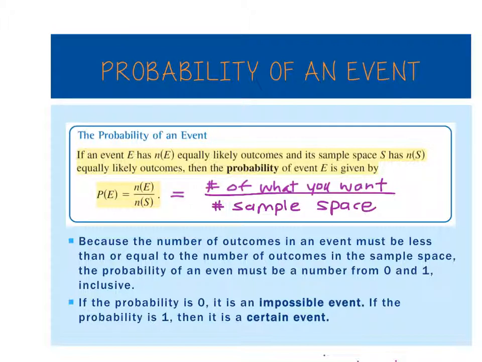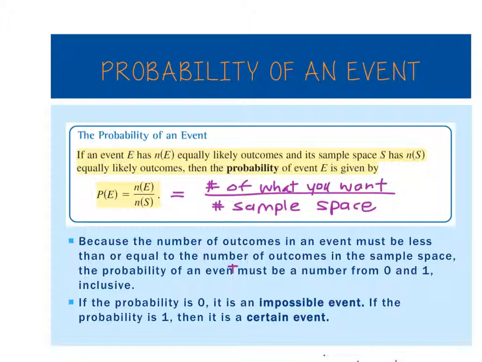Because the number of outcomes in an event must be less than or equal to the number of outcomes in the sample space, you can't have more that you want than the sample space, okay? Then the probability of an event, and this should be an E, must be a number from 0 to 1, inclusive. So it actually could include 0 and it could include 1.